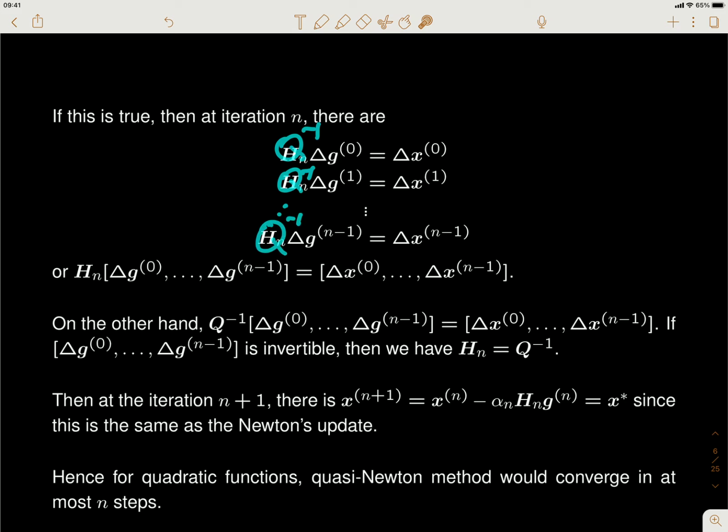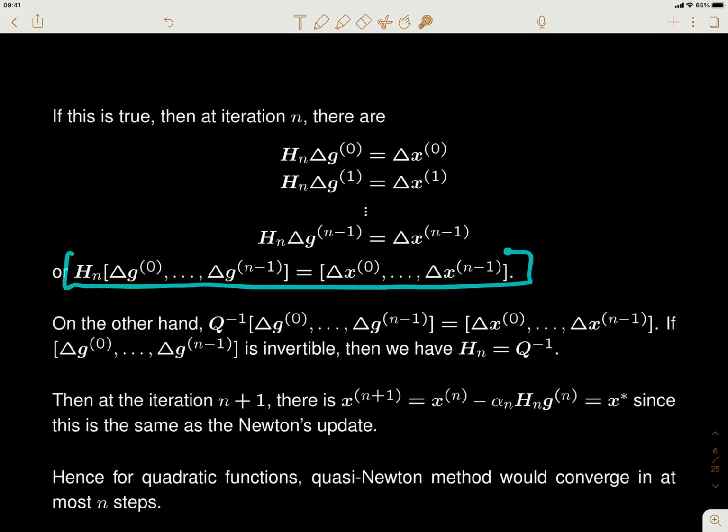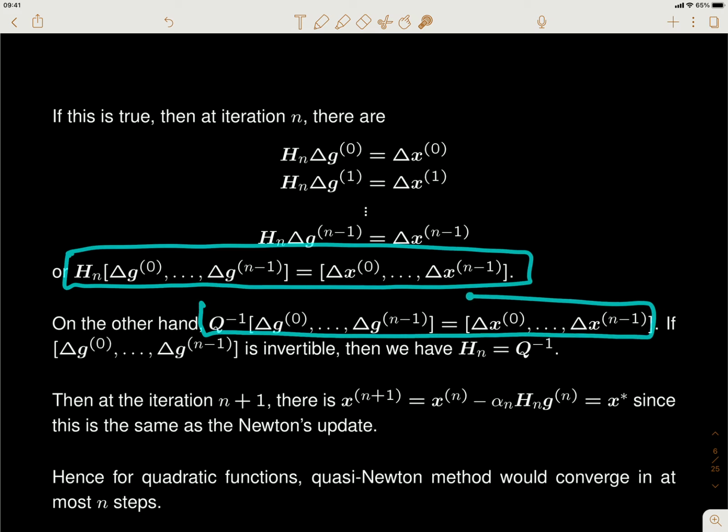That's always true. So I can do the same thing. I can put Q inverse here, and I can put the columns, the delta gk's as the columns, and the delta x as the columns as well here. Then you compare these two. One is here, and the other is here. You can see that they are the same, except that the Hn becomes the Q inverse.